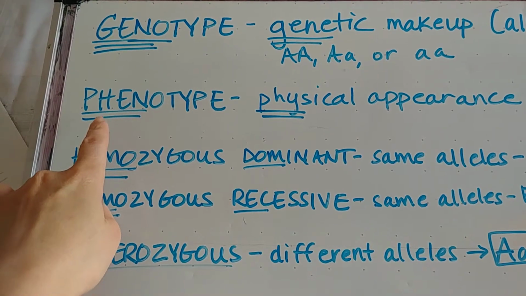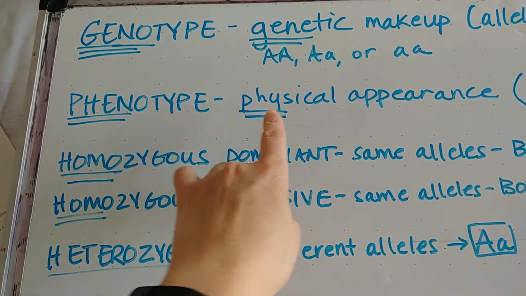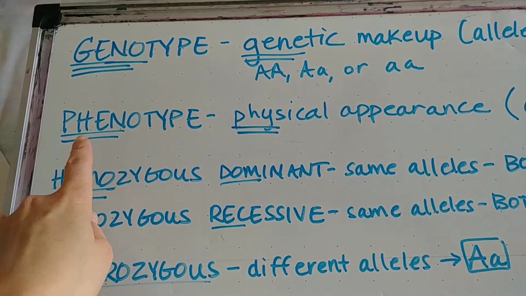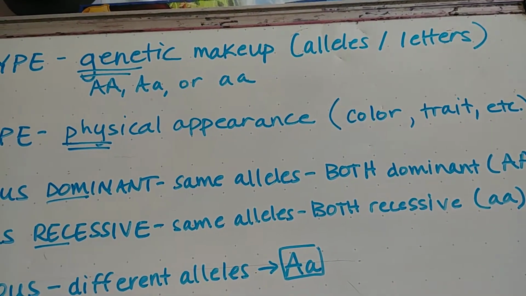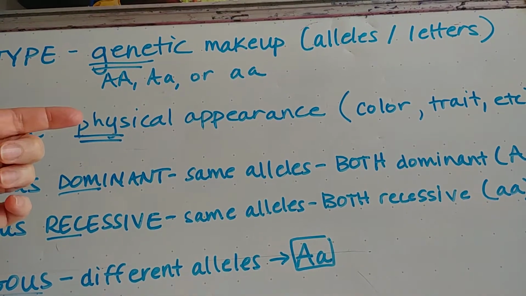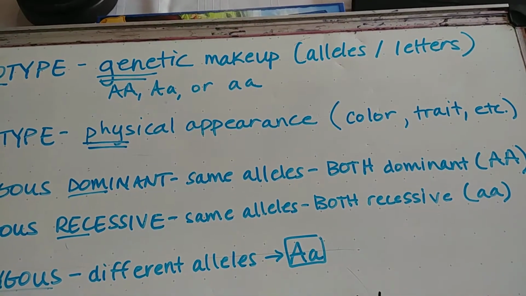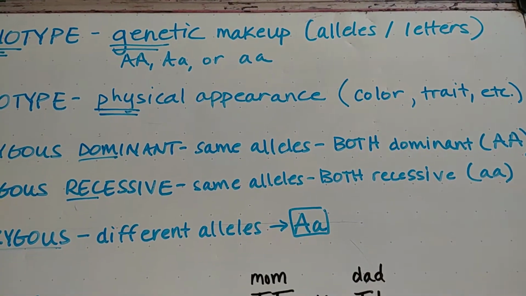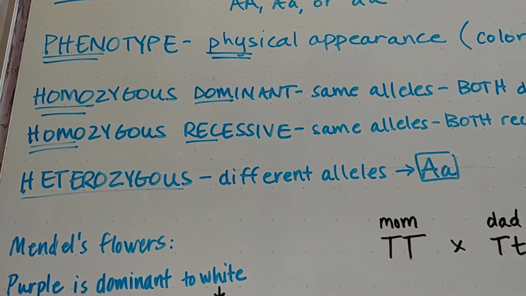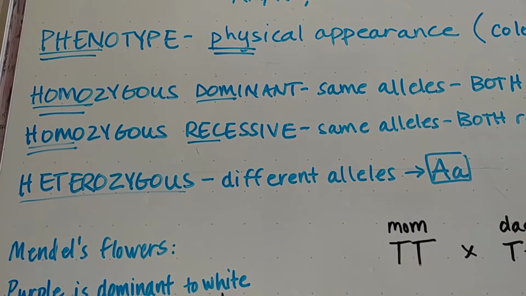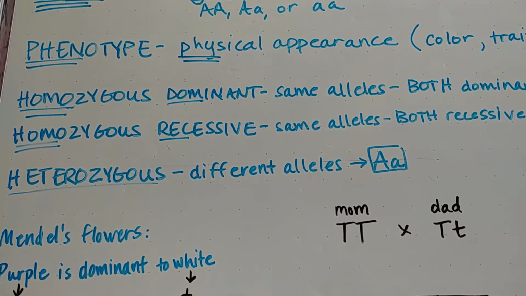Phenotype, on the other hand, pheno is physical. So if I ask you what an organism's phenotype is, I'm asking you what do they look like from the outside, not genetically. What is their physical appearance? This could be what color are they? What traits do they have? Do they have dimples or no dimples? Things like that.